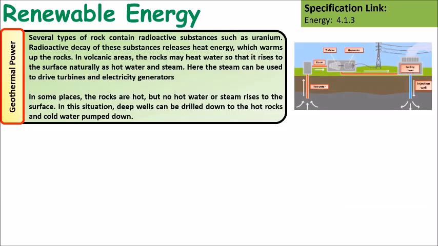Several types of rock contain radioactive substances. Radioactive decay of these substances releases heat, which warms the rocks around it. In volcanic areas, the rocks may be used to heat water so that it rises up to the surface as steam. This steam that rises up to the surface can be used to turn a turbine, which can be used to turn a generator, which generates electricity.